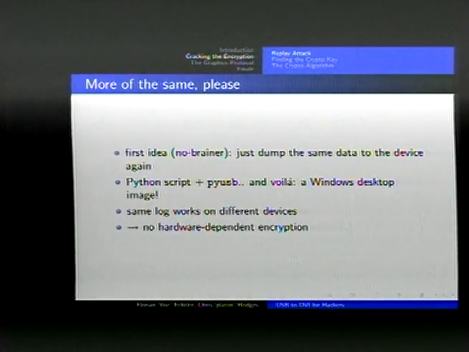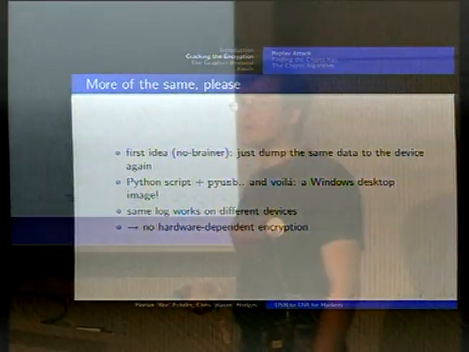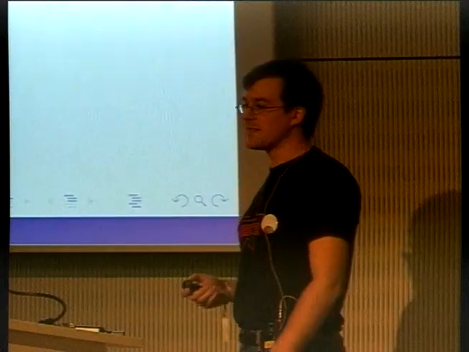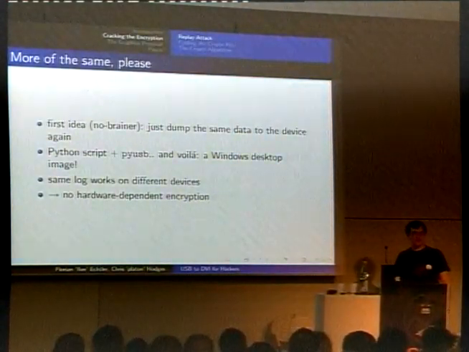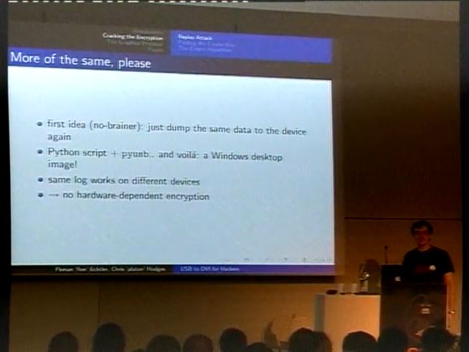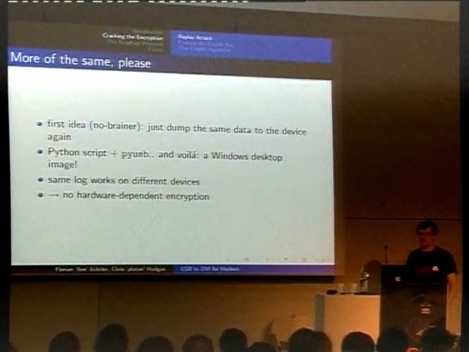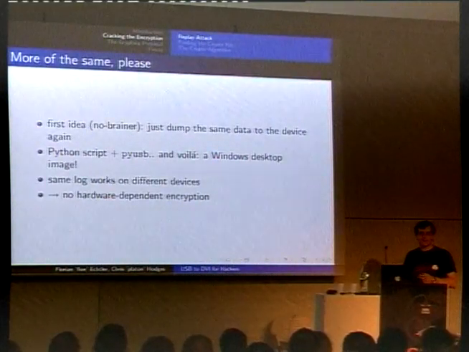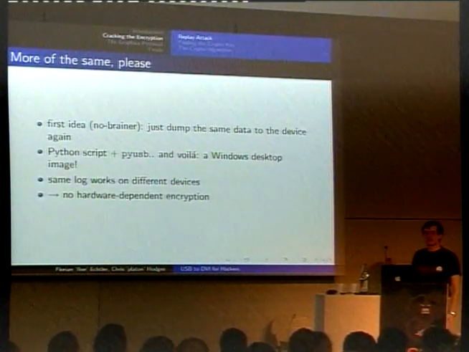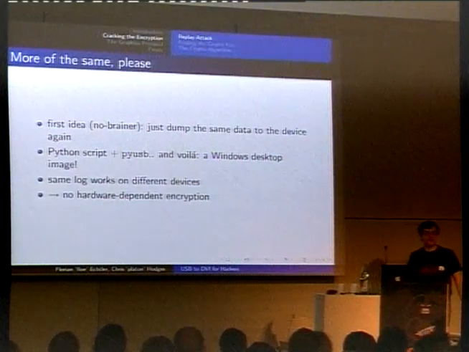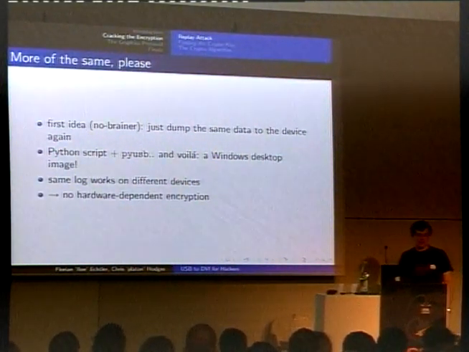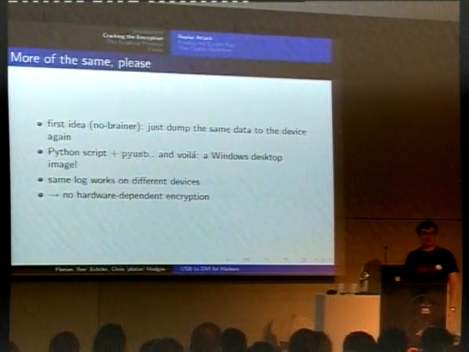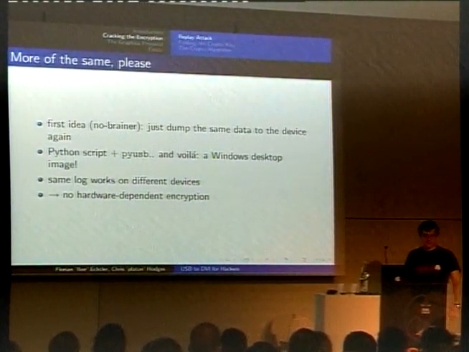The first idea is pretty simple. We just took the log and wrote a Python script to dump this to the device again, and we did this with the first initialization sequence, and what we got was a static Windows desktop image. So this already allowed us some conclusions. As the log worked on different devices, it looked like the encryption wasn't hardware dependent in any way. So crack one device and you've cracked all of them, which is, of course, a bonus.